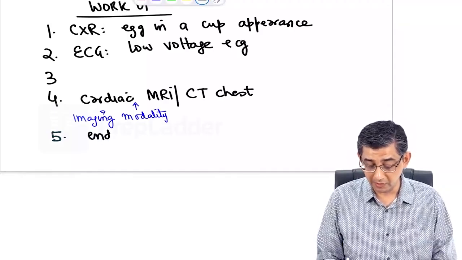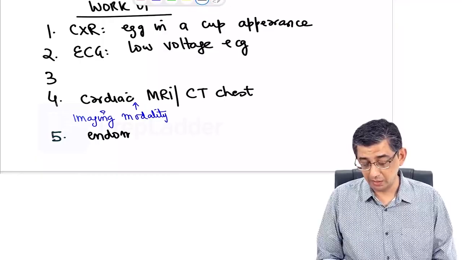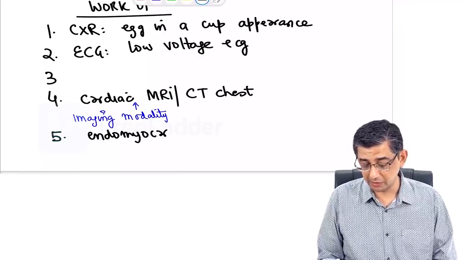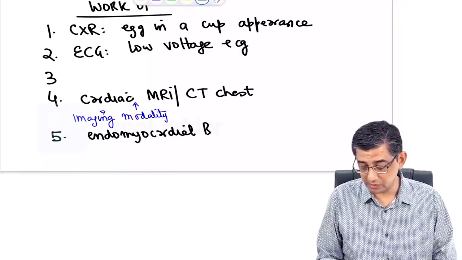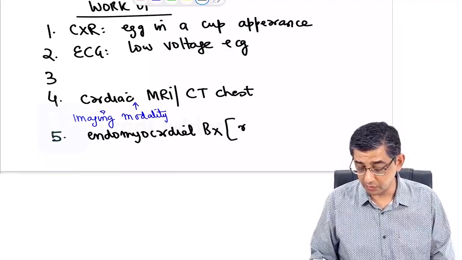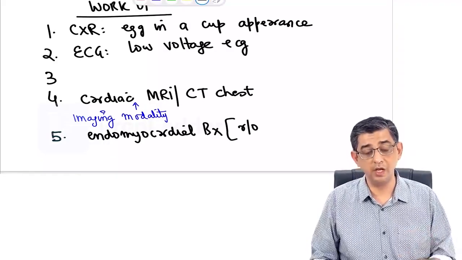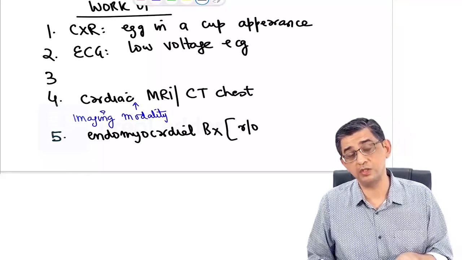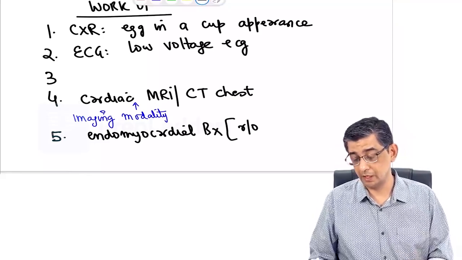When we did not have these imaging modalities available, in historical perspective, they would love to talk about this test called endomyocardial biopsy, because endomyocardial biopsy will help you in evaluating restrictive cardiomyopathy, and if RCM is not there, then the diagnosis can be constrictive pericarditis.